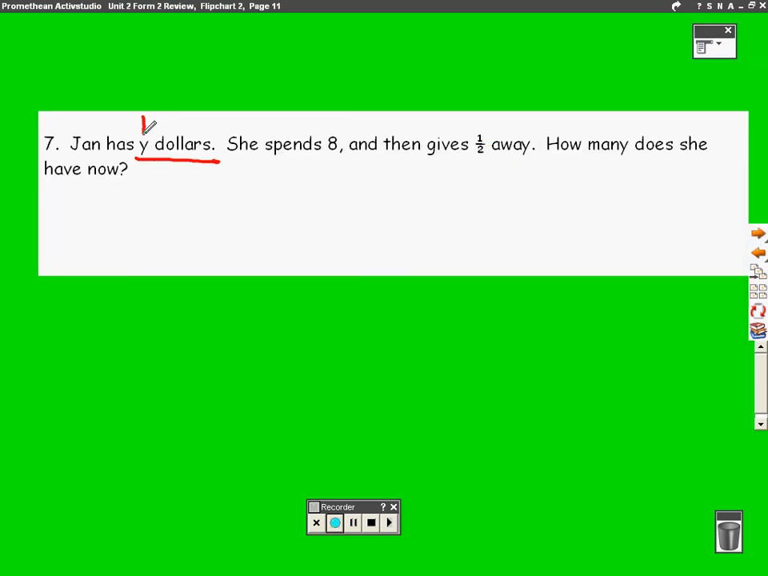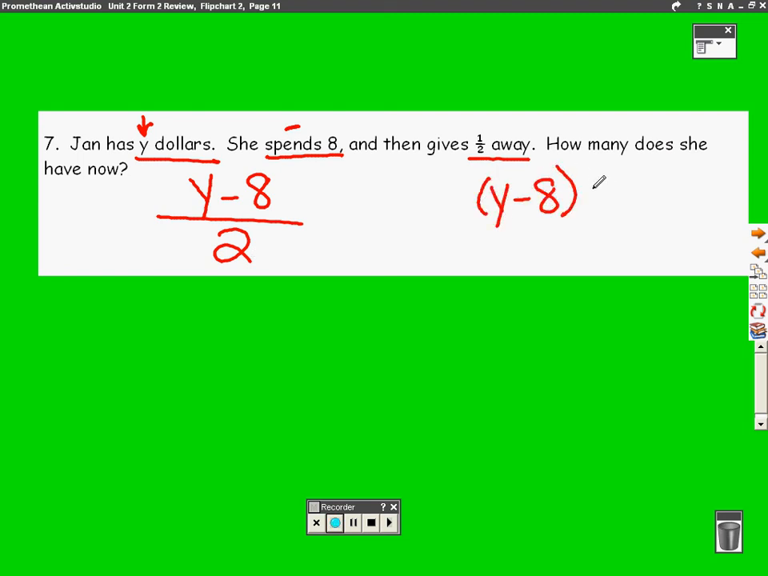Jan has $Y, so we have the variable. She spends 8, which tells me that we're subtracting, and then gives half away. So the first thing we need to show is that she's spending 8. And once she's done that, then she divides it in half. If you wrote the problem like this, that would also be correct, although this is the way you're going to see it written on your test. So you need to know that these two mean the same thing.